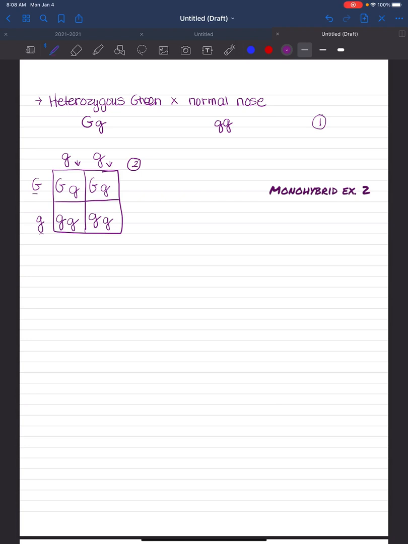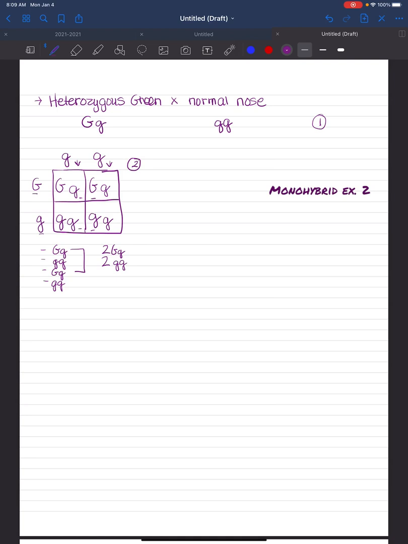Step 3 is to write the genotypes. And so I could write all 4 possibilities down here on the side. So if I start here, I have big G, little g, little g, little g, big G, little g, little g, little g. And so I need to combine the ones that are the same. And so that I end up with 2 big G, little g, 2 little g, little g.